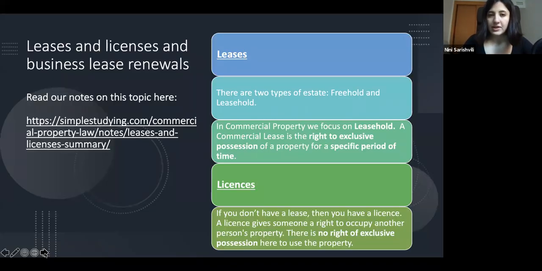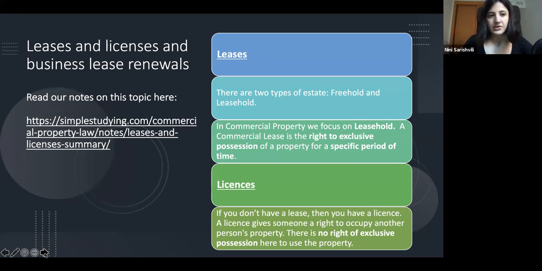The next topic that we'll talk about is leases and licenses. Please bear in mind that our next classes will be more in-depth discussion about each of these topics and more analysis of problem and essay questions. So make sure that you attend all the classes. This class is only a brief overview of the main topics and a brief overview of how you're required to answer problem and essay questions.